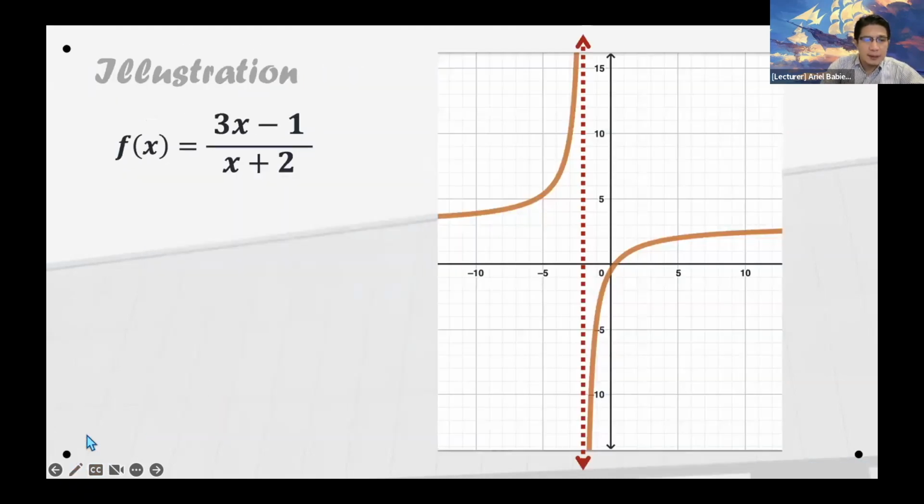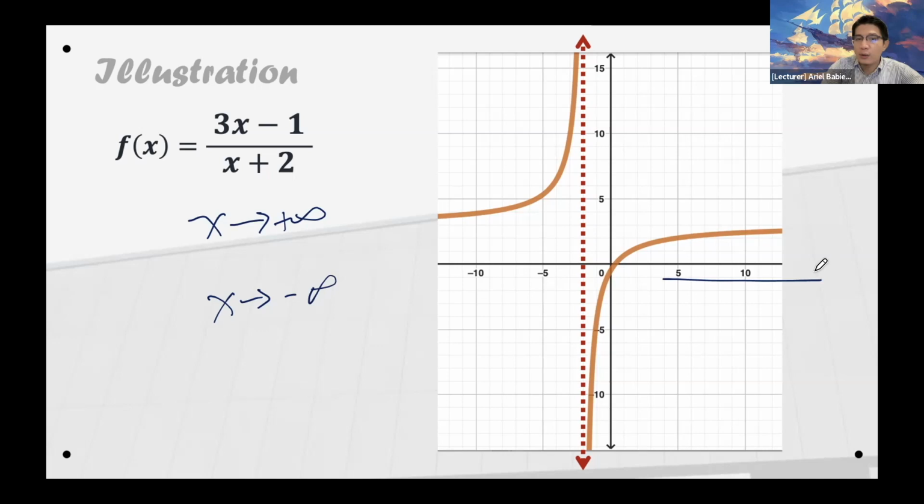Okay. Kumbaga, ito naman ang gagawin natin ngayon. Gusto naman natin tingnan what will happen to the function values as x increases without bound and as x decreases without bound. What do we mean by this? When we say x increases without bound, we want to look at the behavior of the function as the values of x goes to the right without bound. Yun yung x without bound. What will be the behavior of the function values going here?